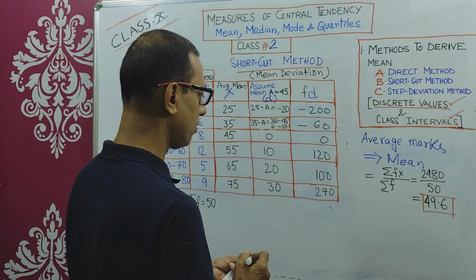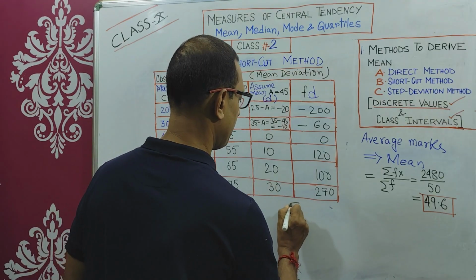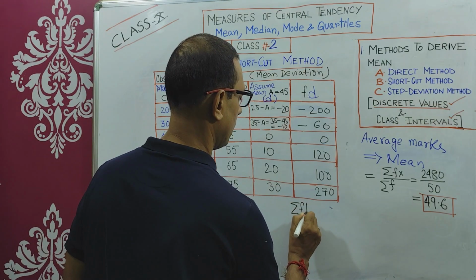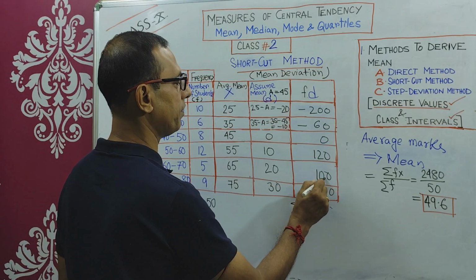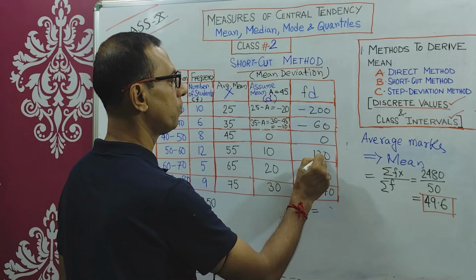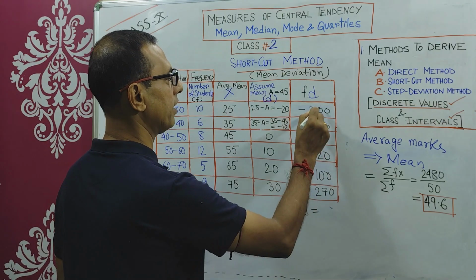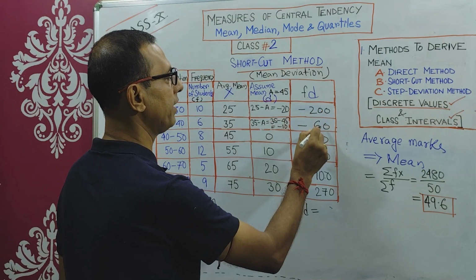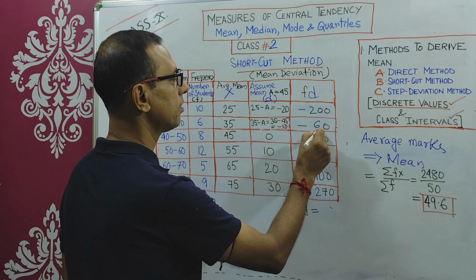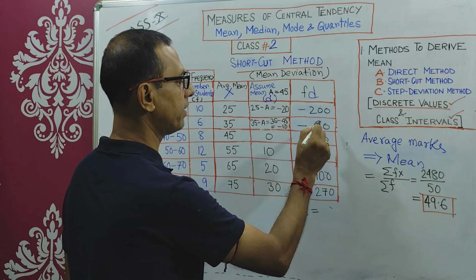Now how much is the total calculation? What is the summation here? Summation of fd equals 270 plus 100, 370. 370 plus 120, 490. 490 minus 200, that means 290. 290 minus 60, that means 230.